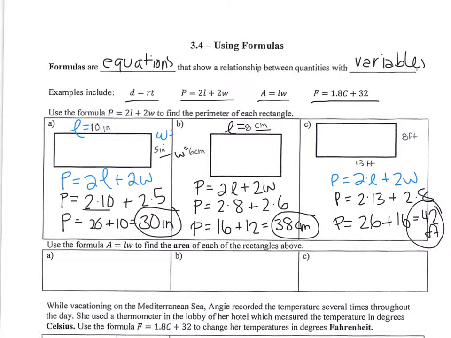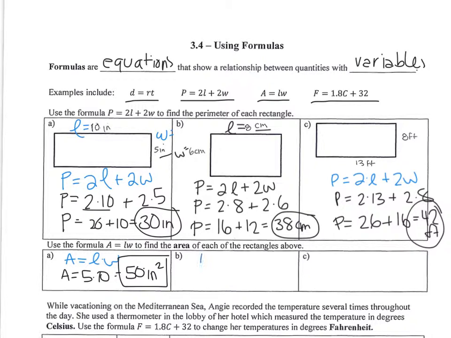Letter A, down here, use the formula length times width to find the area. Area is how much space a rectangle takes up. Perimeter is the distance around it. So I know the formula is area equals length times width. Up here, the length is 10 and the width is 5. So I plug it in. Area equals 5 times 10, which is 50, but now your units are squared, inches squared.